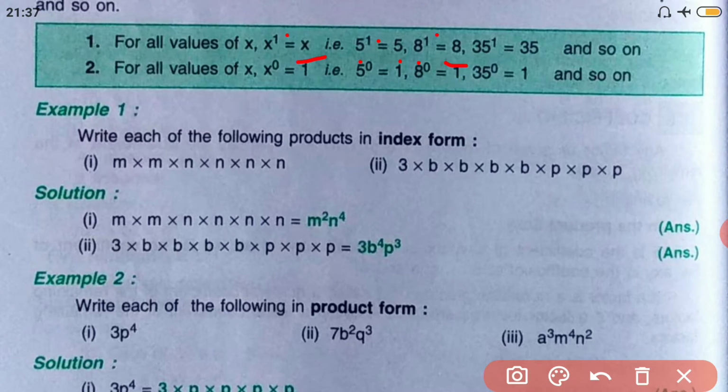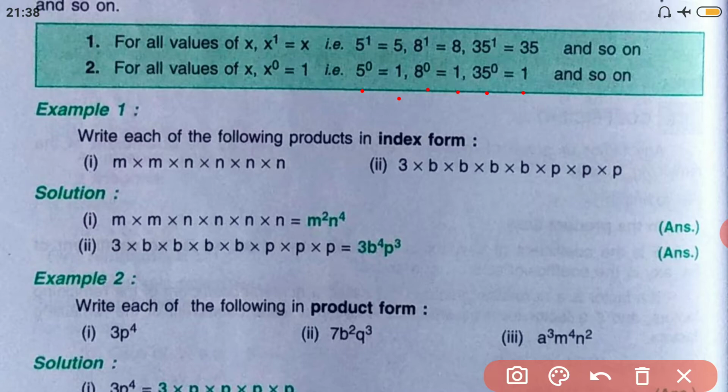I hope you are understanding. Now the next rule of this exponent, or you can say index or power, is for all values of x, it can be any number, if it has a power 0, then the answer will be 1. For example, here 5 raised to the power 0 is 1, 8 raised to the power 0 is also 1, 35 raised to the power 0 is also 1, and so on.